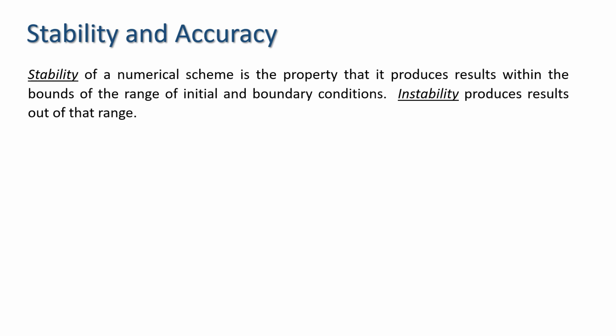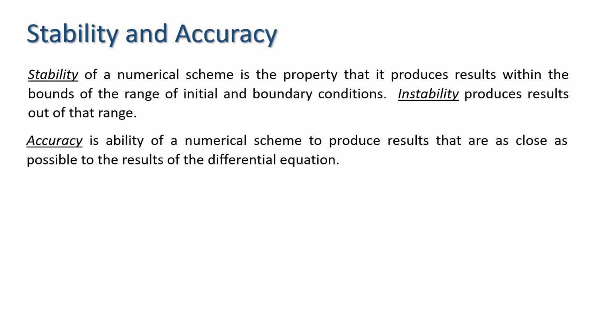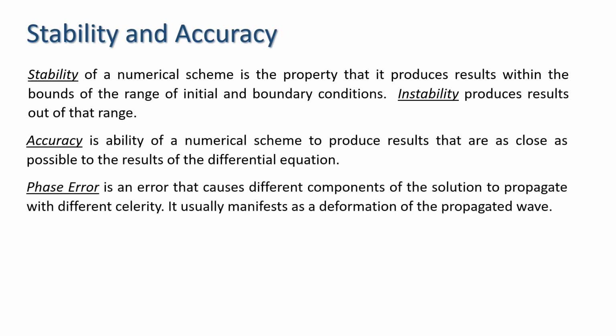We looked at the CFL condition for hyperbolic PDEs and examined how we can analyse stability using von Neumann or Fourier series analysis. We then discussed accuracy, which is a measure of how well the results of the numerical scheme match with those of the differential equation that it approximates. And we looked at what the amplification factor derived using Fourier series analysis can tell us about accuracy. First in terms of amplification or attenuation, and lastly in terms of phase error, which is an error that causes different components of the solution to propagate with different celerity, usually resulting in deformation of the propagated wave.